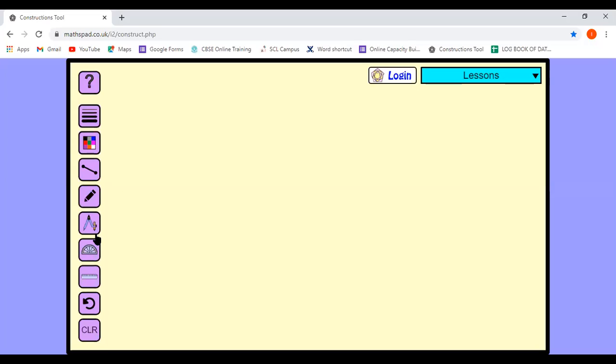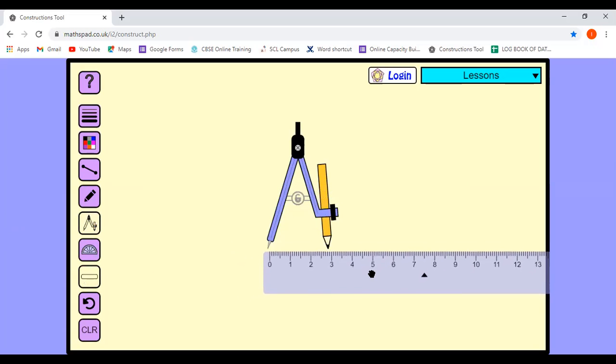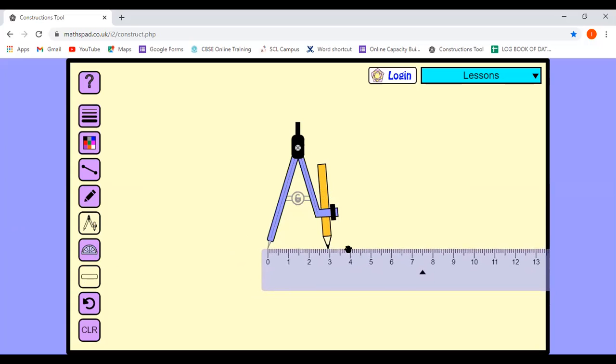Okay. So now for constructing the next one, let us first take a circle of radius 5 centimeter. Again, take your scale, take 5 centimeter.